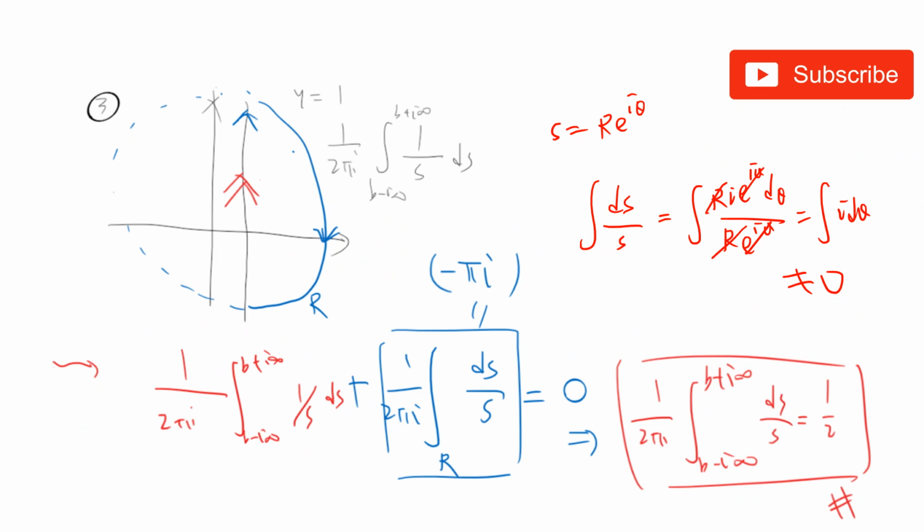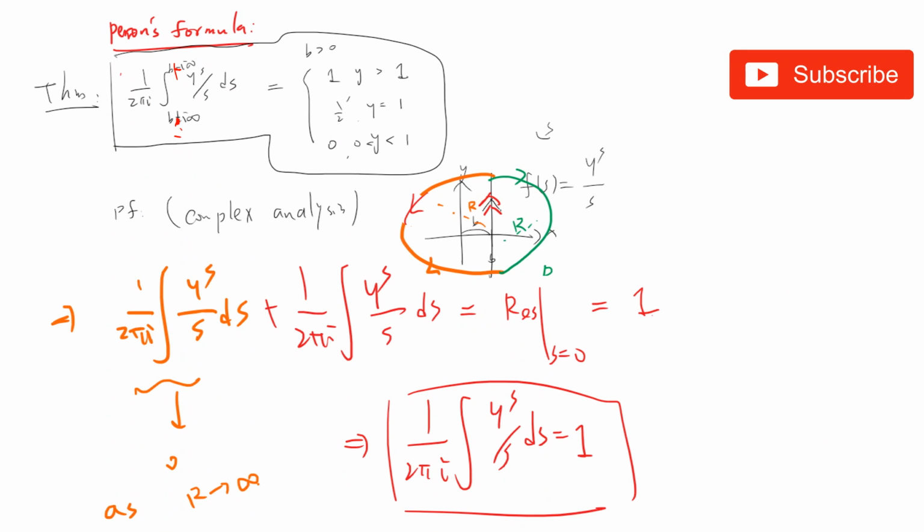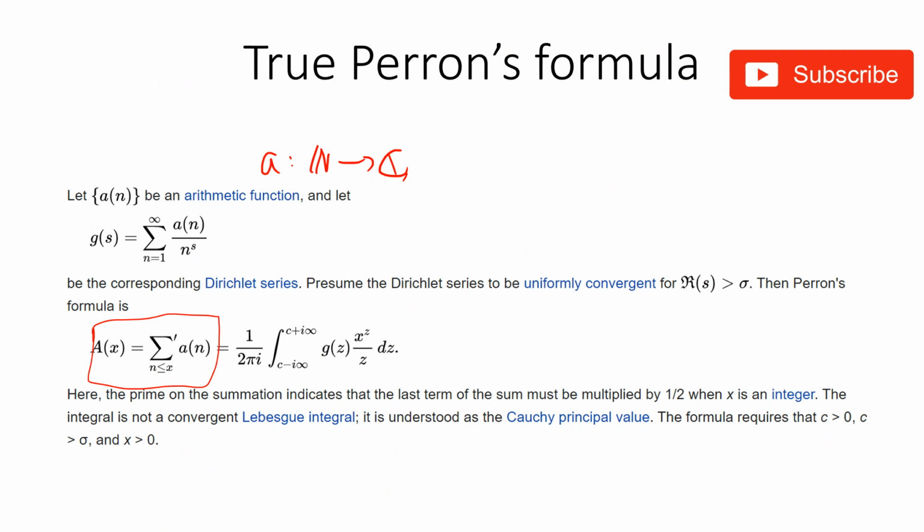Okay, so this is the true Perron's formula, and once you have this true Perron's formula, then you can do the so-called inverse Mellin transformation. So I think the final video will be the last video of the Mellin transformation.